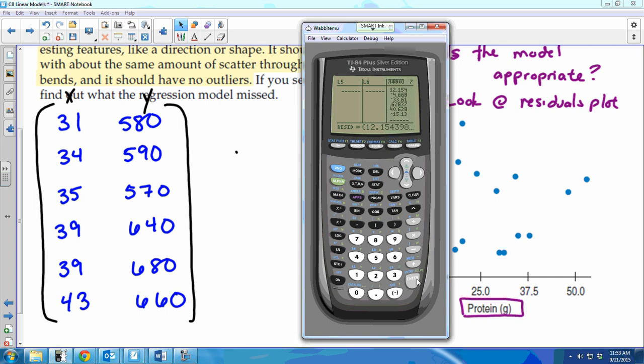Did everyone get residuals filled in for them once they hit enter? We'll work on the Inspire in a second. And it should fill some numbers in. Did you do Stat, Calc, 8 a second ago?